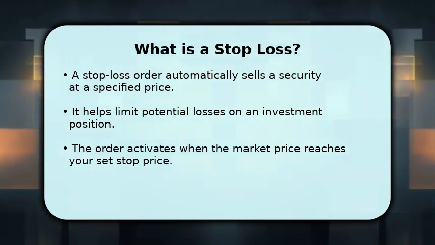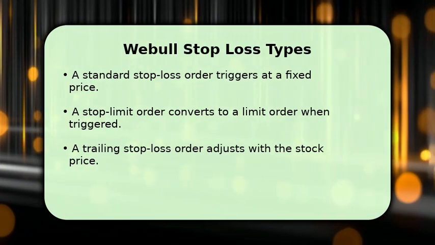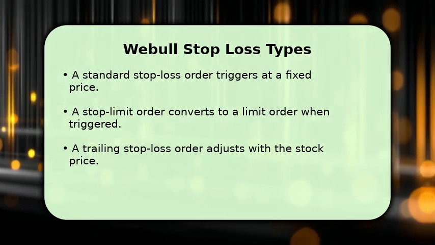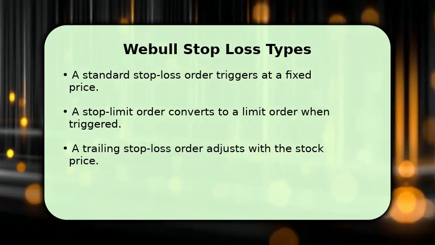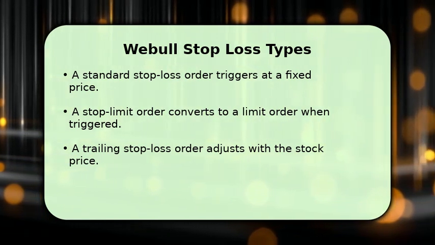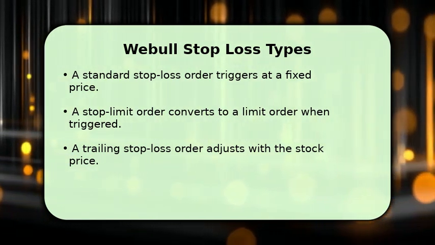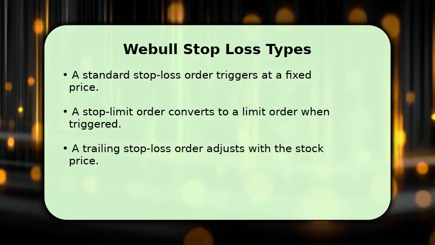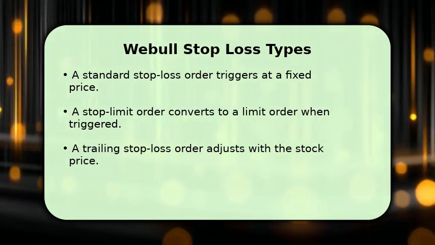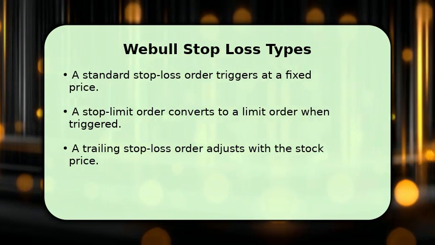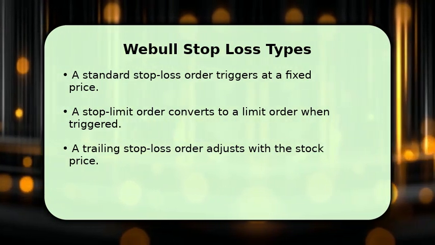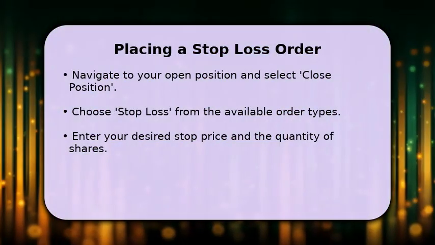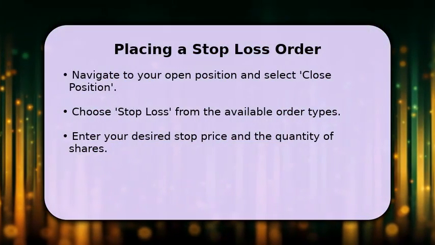Webull offers a few types of stop-loss orders to suit various trading strategies. The standard stop-loss triggers a market order at your set price. A stop-limit order, however, converts to a limit order once triggered, giving you more control over the execution price. For dynamic protection, a trailing stop-loss automatically adjusts as the stock price moves in your favor, helping to lock in gains.